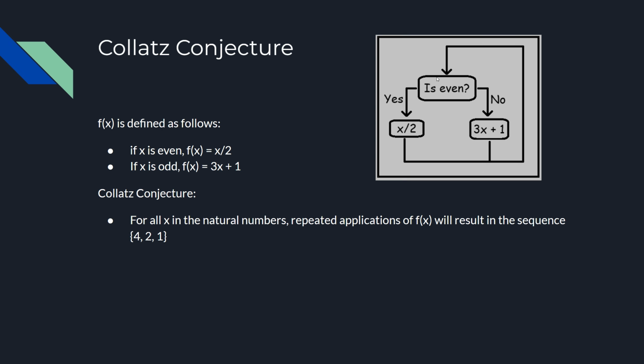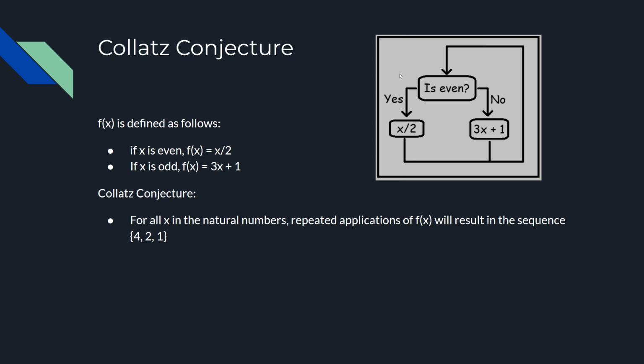It goes as follows. We have an input, and if that input is even, then we divide it by 2, but otherwise we multiply it by 3 and add 1. Then we take the output of that function and feed it back into the input. The conjecture is that for all positive whole numbers, once you feed the input through that function some number of times, it will eventually result in the sequence 4, 2, 1, 4, 2, 1, and so on.